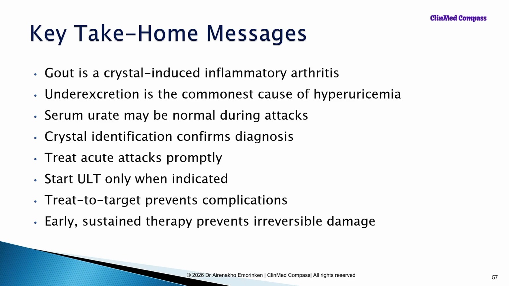Treat acute attacks promptly with NSAIDs, colchicine, or steroids. Start urate-lowering therapy only when indicated, using allopurinol as first line. Treat to target serum uric acid levels to dissolve crystals and prevent complications. And remember, early sustained therapy prevents irreversible damage. Master these principles and you will excel in managing gout.